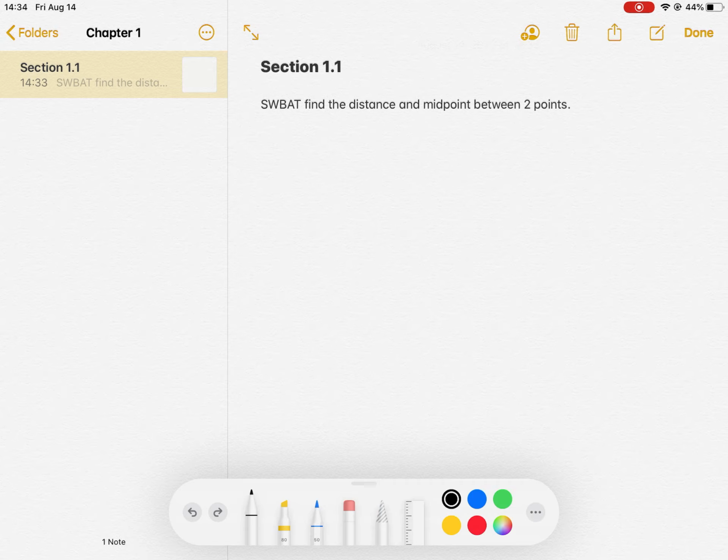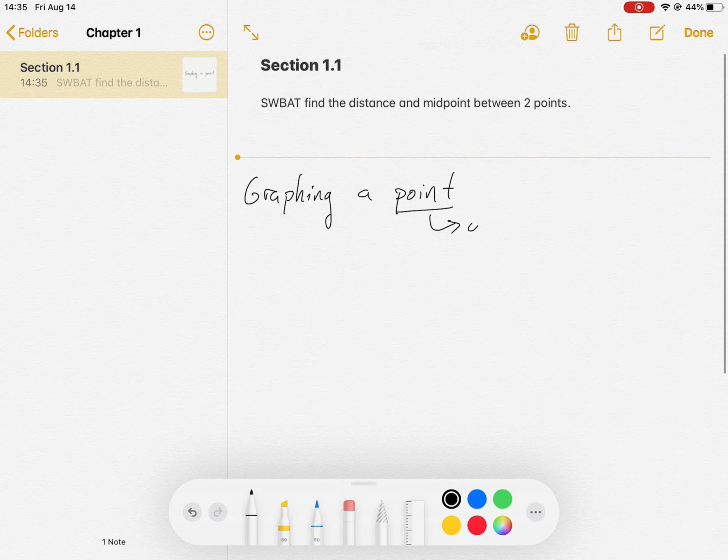So the goal today is to be able to find the distance and midpoint between 2 points. Now before we even get into what those things mean, I first want to just talk about graphing a point. Let's go all the way back to the basics. Now when I'm discussing a point here, what I'm really talking about is an ordered pair. We use those pretty much interchangeably, and essentially what we're talking about here is an XY ordered pair. X comes before Y because that's how it works in the alphabet.